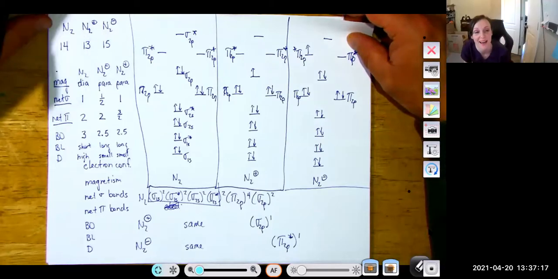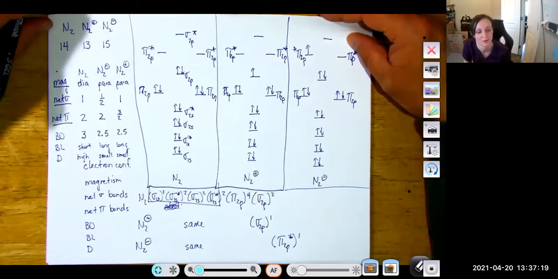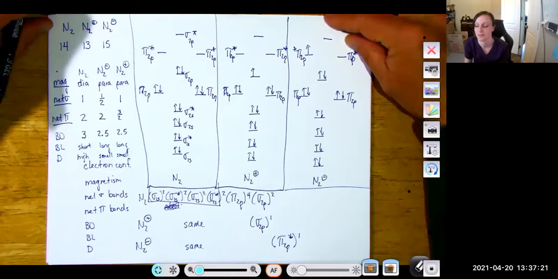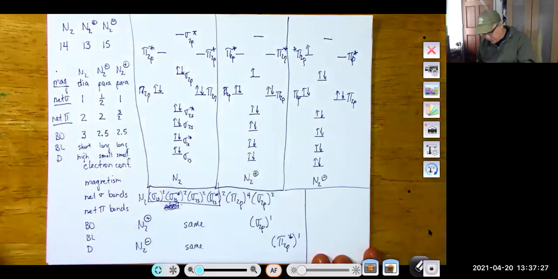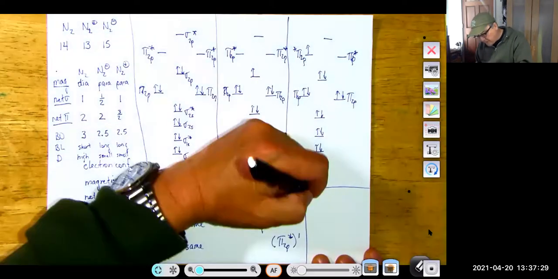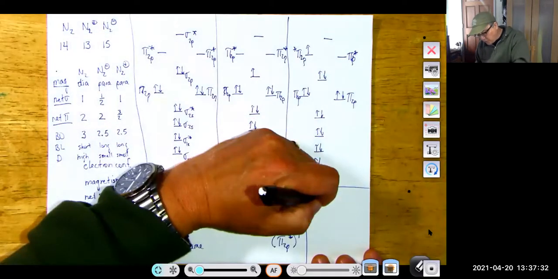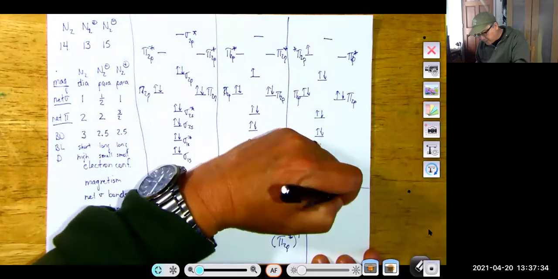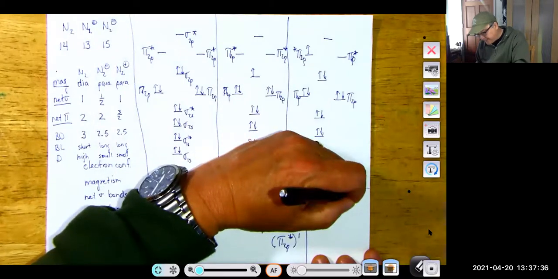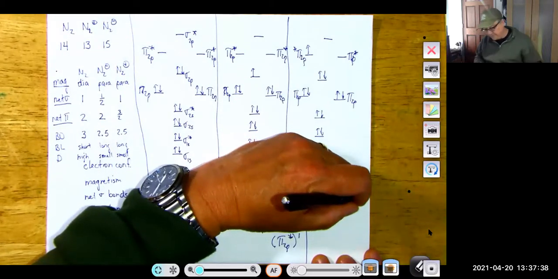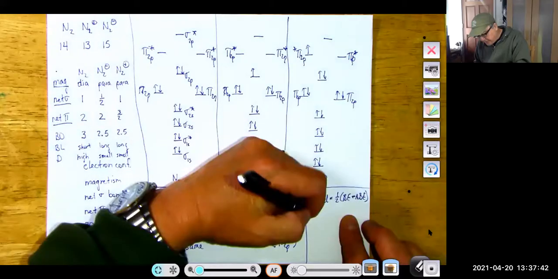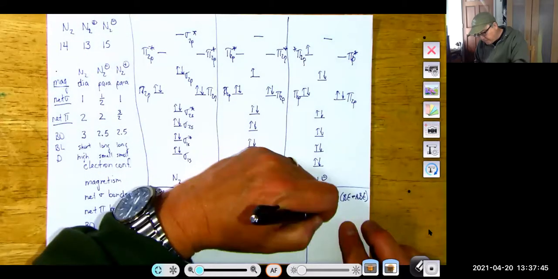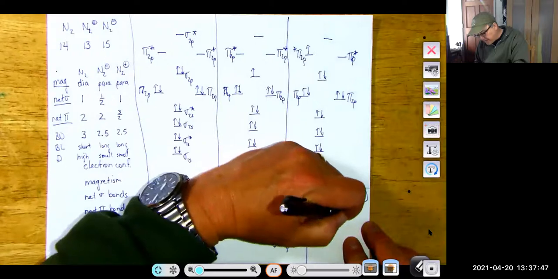I don't know why the net bonding thing doesn't come as easy as I feel it should. Well, your fallback could be just to use the formula. So when you look at sigma bonds, you can do 1/2 of the bonding electrons minus the anti-bonding electrons. Yeah. So pi bonds, the same thing, 1/2 bonding electrons minus anti-bonding electrons.